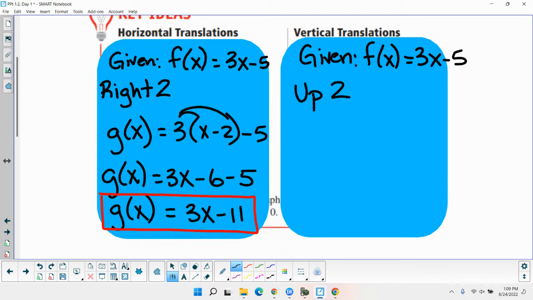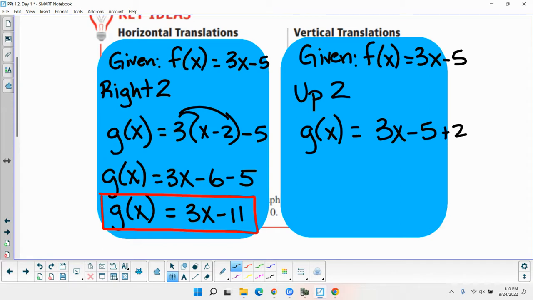right, so g of x or y equals 3x minus 5. And this is the y. So I'm doing it to the y basically, which is the y is like the g of x. So this whole thing is the y. So what do I do when I go up to? Add or subtract to? Add. When it's vertical, we go how we think it should go. Up is addition, down is subtraction.